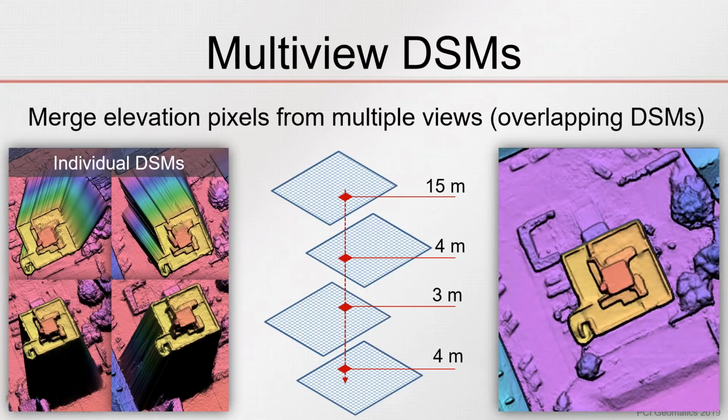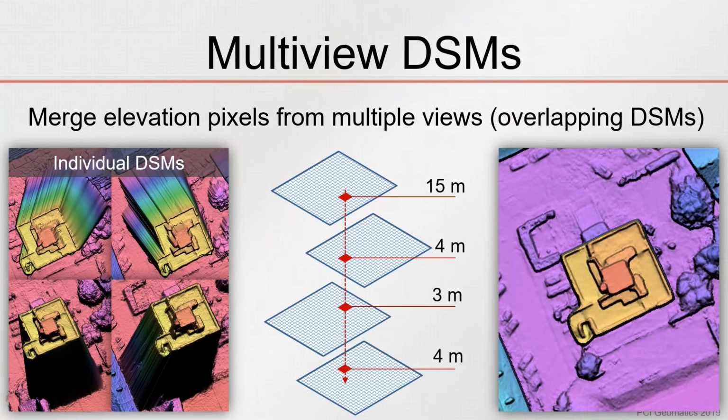To that end, you can see here that the individual DSMs, depending on how tall buildings are, will suffer from a few artifacts, mainly occlusions. So you can see some features are occluded because of the way the building is leaning. And the other problem, of course, is just the incorrect positioning of the building with respect to where it is.